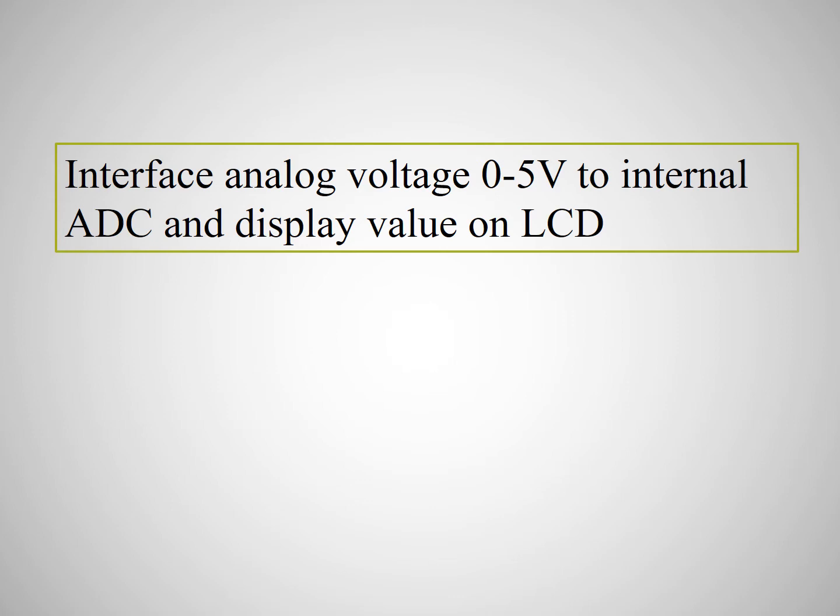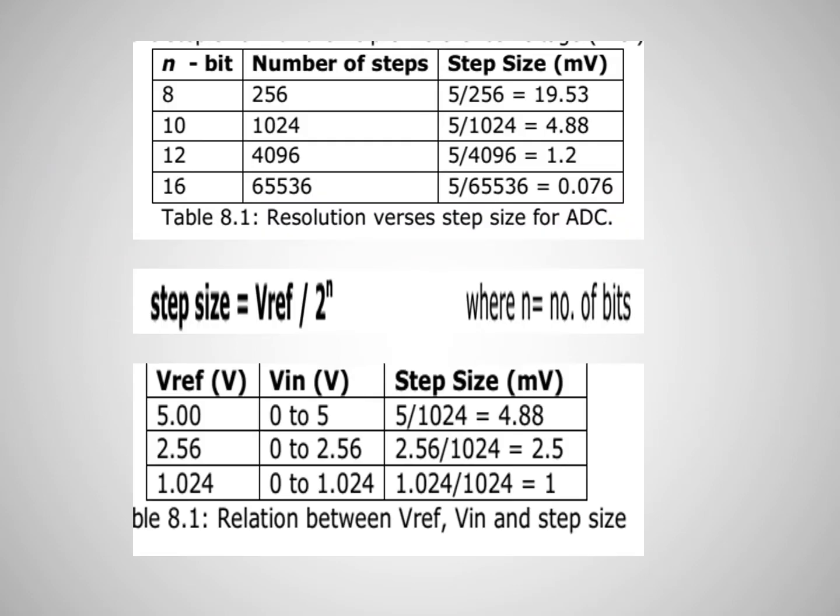Hello, today we are going to interface ADC with PIC microcontroller. Here we are going to see the voltage of 0 to 5 volt in digital form, and this we are going to display on LCD. This is some configuration of the ADC; we have a 10-bit ADC.